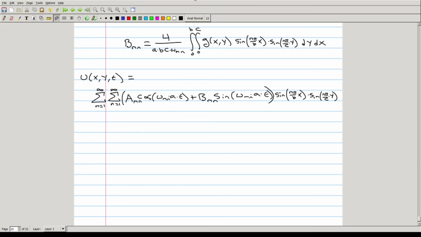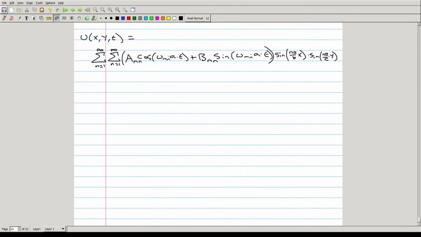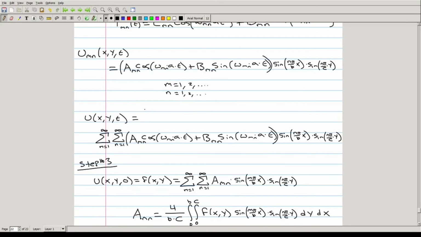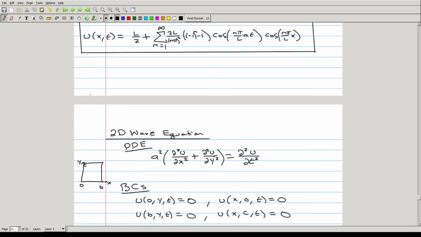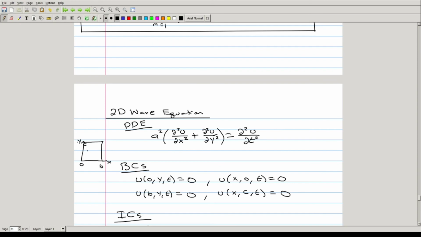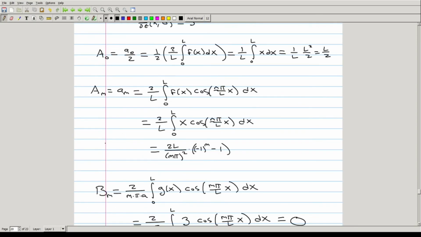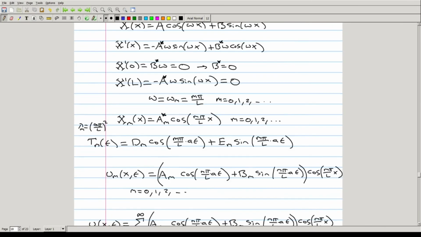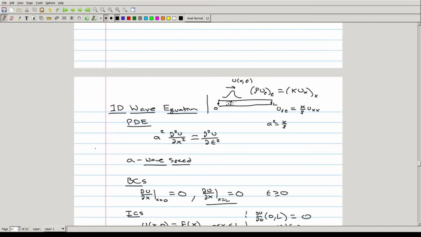So let's go through and look at a specific example or two. The first example that we'll consider is f of x, y equal to that piecewise function that we used before, which is 1 on a small rectangular box inside this region right here. And we'll also set the initial velocity equal to 0.